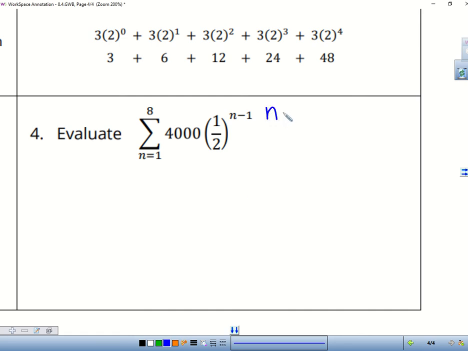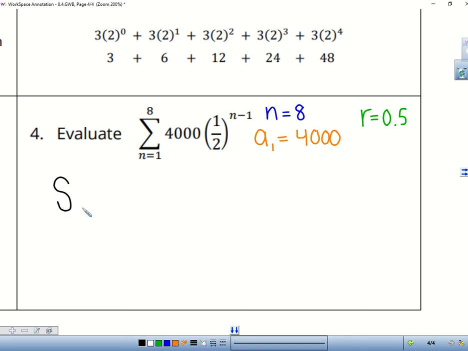Looking at it, what is n? Anyone know? 8. Good. What is A1? 4,000. Good. And what is R? 0.5. Good. 0.5 or 1/2, however you want to write it. Now we have all the information needed to plug into the sum formula. So the other way you could have done it was to plug in 1 through 8 into the formula and add those up. This is easier, so we do the easier route.